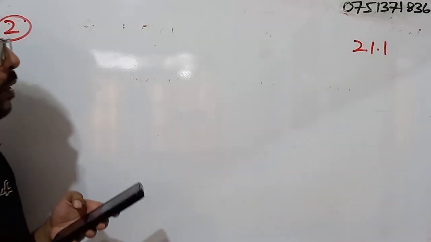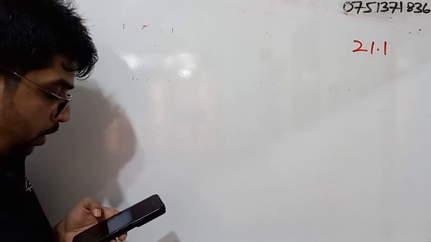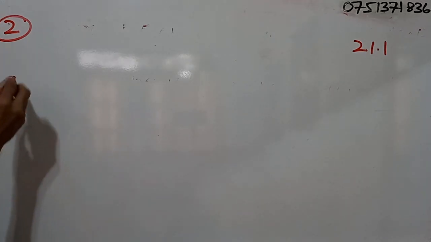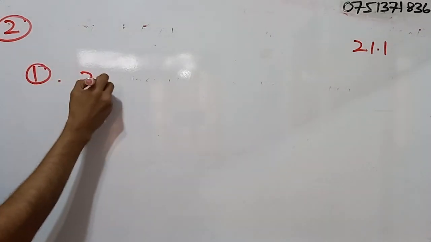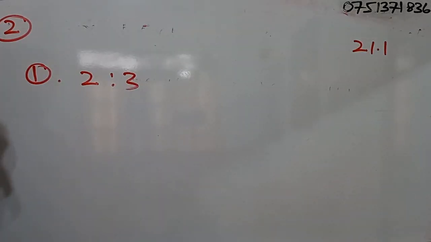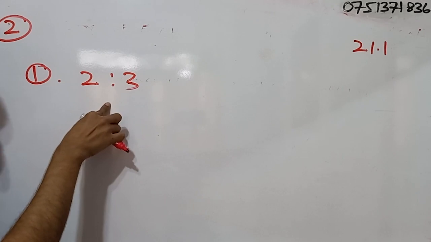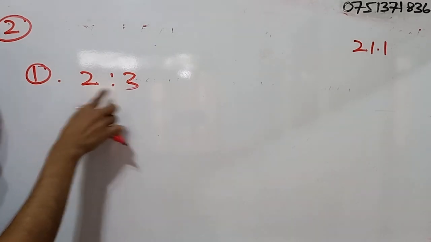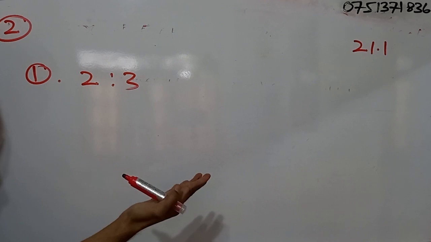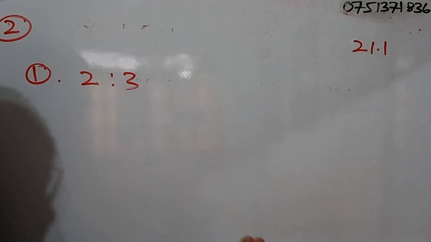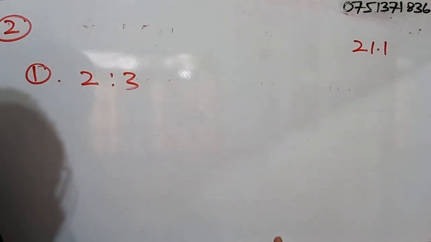Question number 2. Exercise 21.1. For each of the following ratios, write down 2 equivalent ratios. Right? So part 1. So we have 2 to 3. So when we have to write down equivalent ratios, simply what do we have to do? So this ratio, it has 2 terms now, right? So we have to multiply both terms by the same number. So that number should be a whole number. So the answer depends on the whole number that you have used, right?